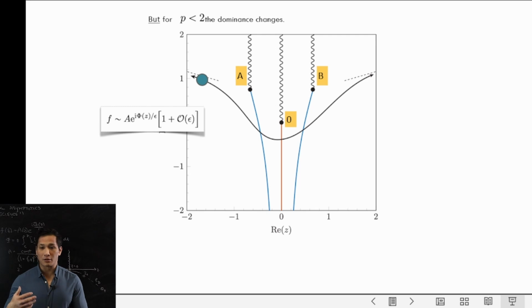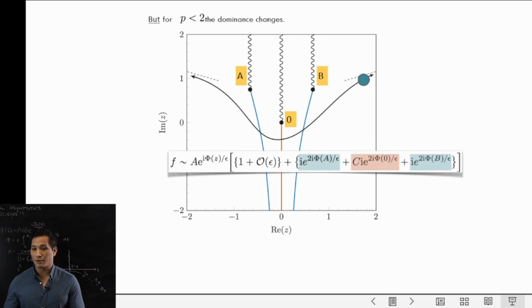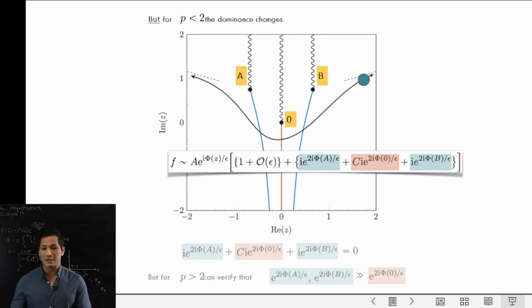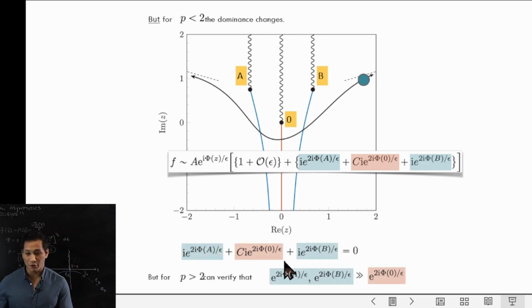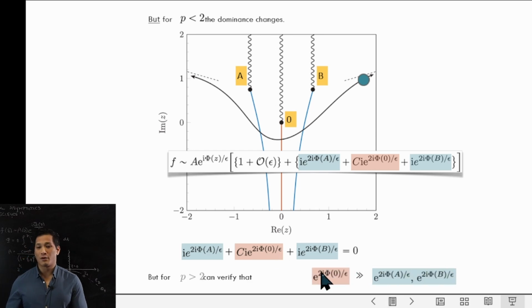And again, the idea is that you're still going to travel from left to right in the complex plane, and you pick up contributions along the way. And you pick up the same 3 contributions. But the main difference is the way that the phi function works in this case: you still have the 3 contributions, but now the red contribution, the central contribution, actually exponentially dominates the left and the right contributions. So that's what's changed when p is greater than 2.